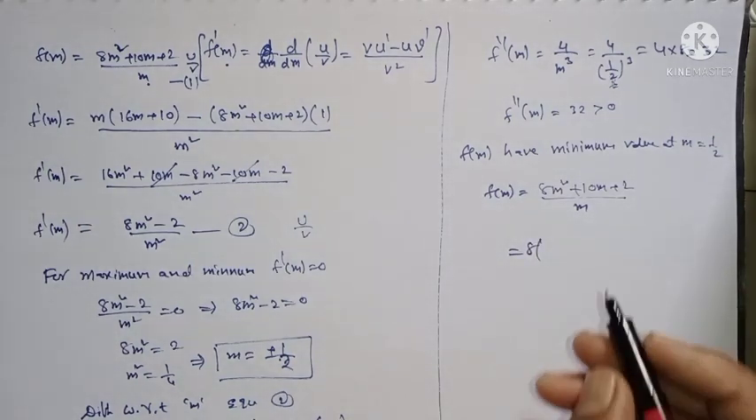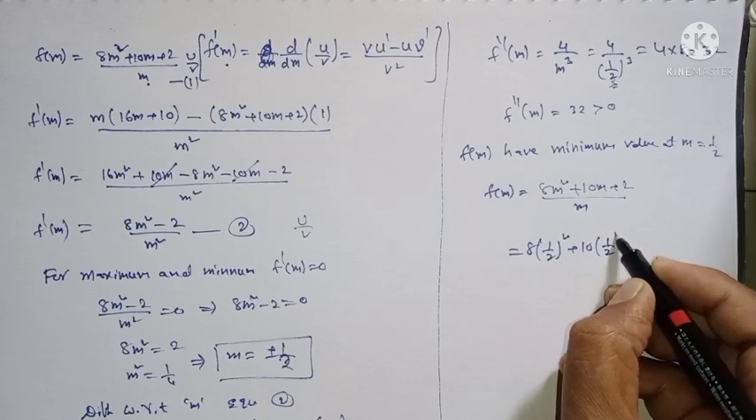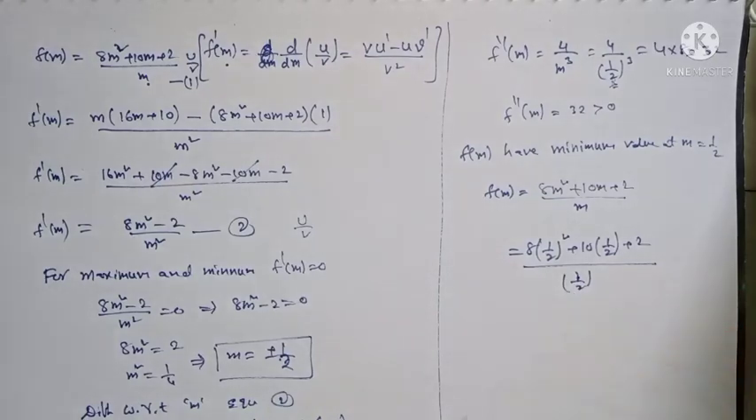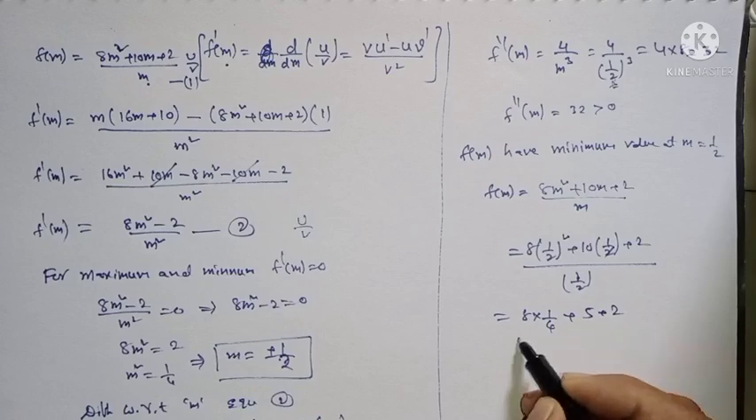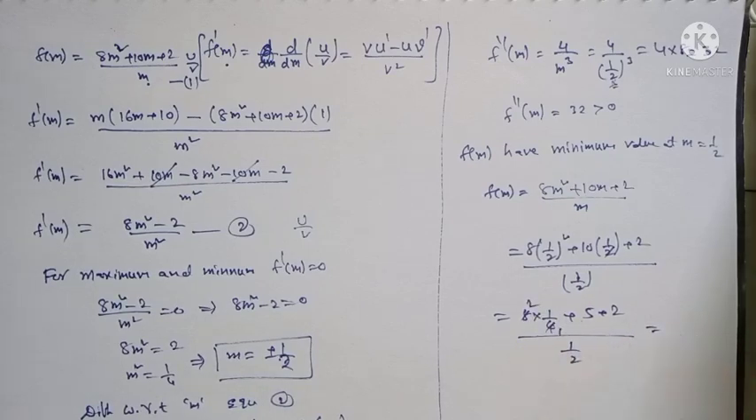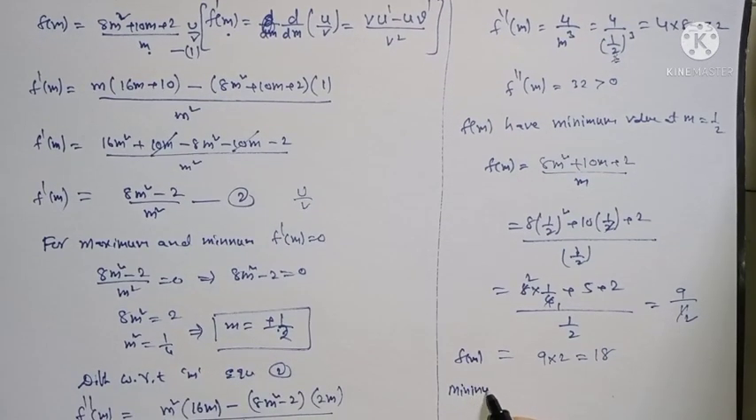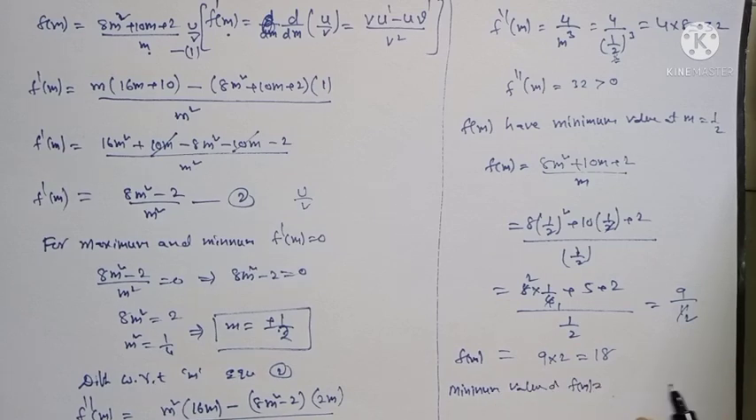8 into (1/2)² plus 10 into 1/2 plus 2 by 1/2. 8 into 1/4 is 2, plus 5 times 1 is 5, plus 2 by 1/2 is 4. Adding, 2 + 5 + 4 = 18... so this is our minimum value of f(m), which is OP plus OQ, equal to 18. This is the answer. Okay, clear?